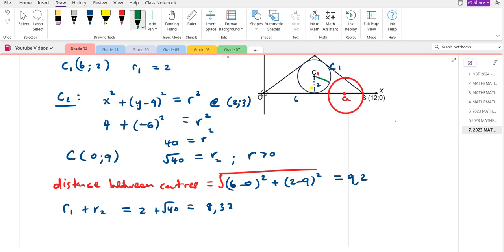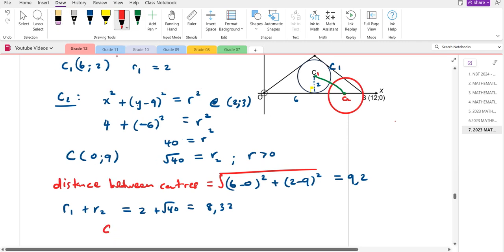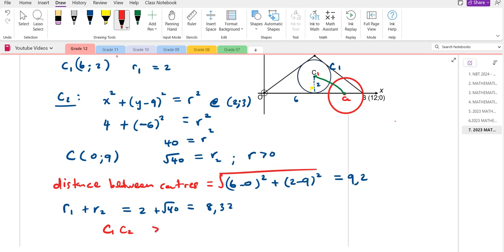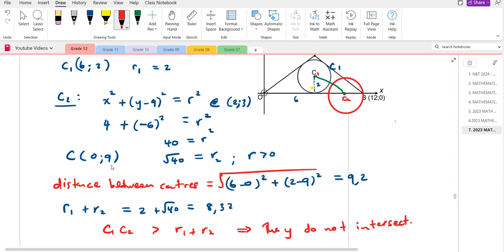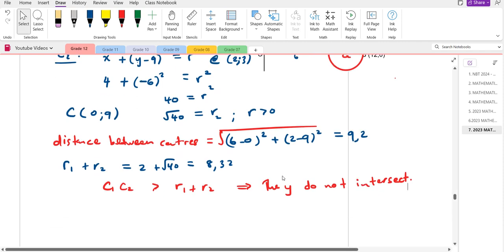So they are not going to intersect, because this is 9.2, so we're going to say they do not intersect. So what we can say is C1 to C2 is clearly greater than r1 plus r2. This implies they do not intersect. If the distance between the centers is less than the sum of the radii, then they will intersect. If they are equal, then they will touch externally. Right, so I hope you guys understood that. Now moving on to the next question.